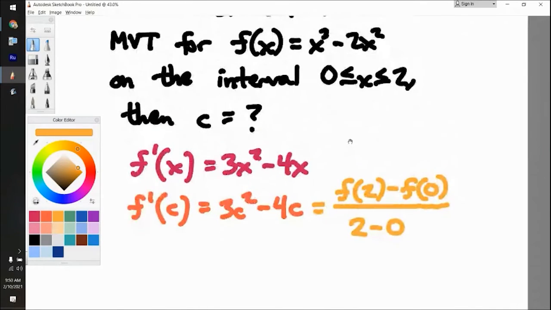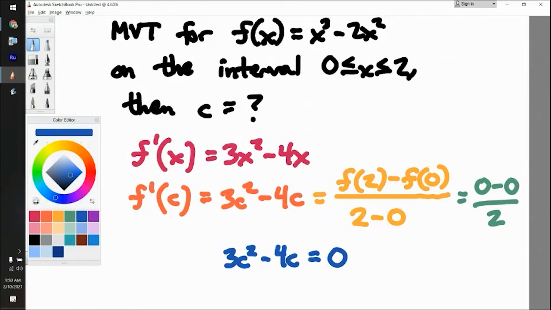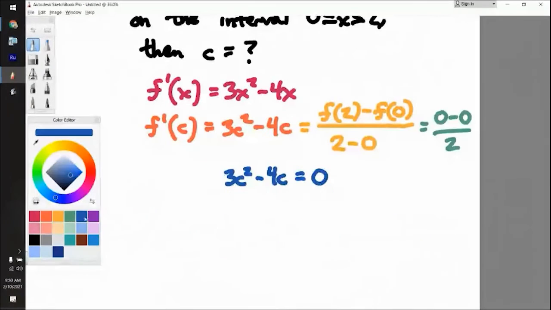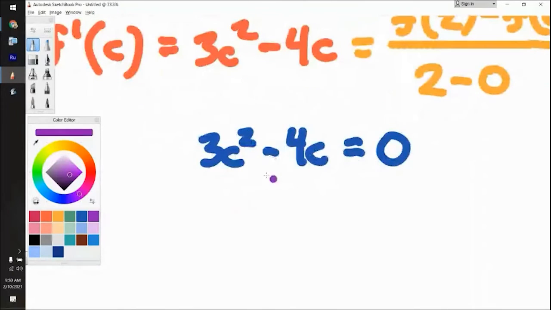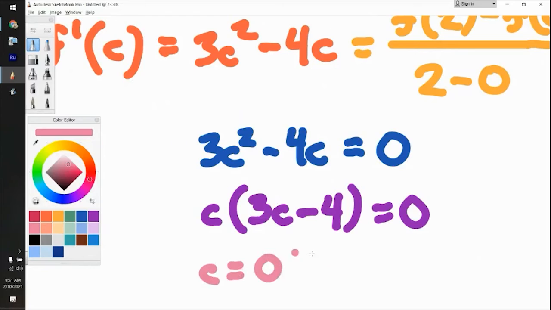So let's see here. What is f of 2 equal to? Anybody? Just yell it out. It's equal to 0. What's f of 0? 0 divided by 2. So now we end up having 3c squared minus 4c is equal to 0. So now the last thing we need to do is just solve this out. I would solve it with factoring, I guess. So you end up with c is equal to 0 and 4/3.